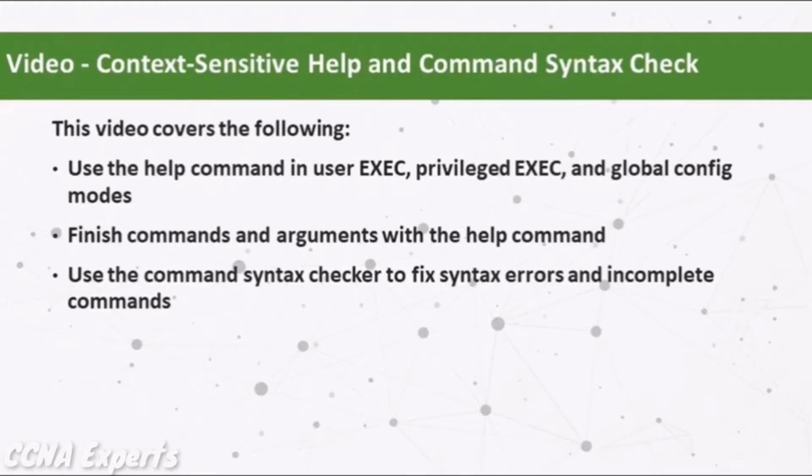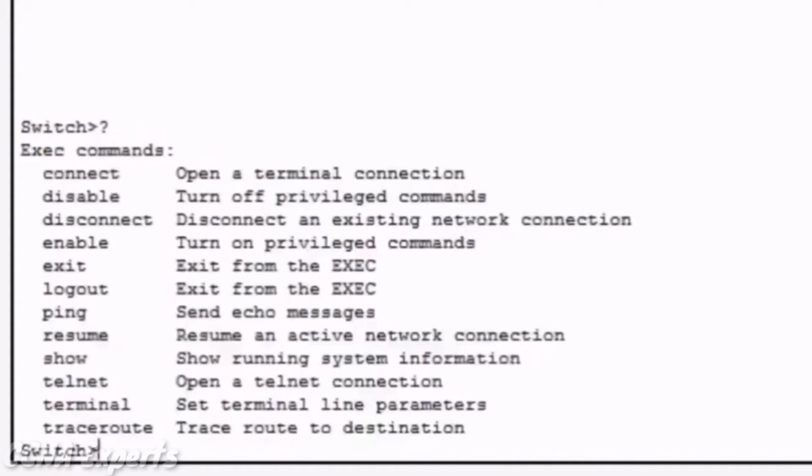The Cisco IOS help command is accessed by using the question mark. The help command is context sensitive, so it matters how and where you use the question mark. For instance, let's say I want a list of all the commands that are available to me in user exec mode. I simply type a question mark and I'm returned the commands that are available in user exec mode.